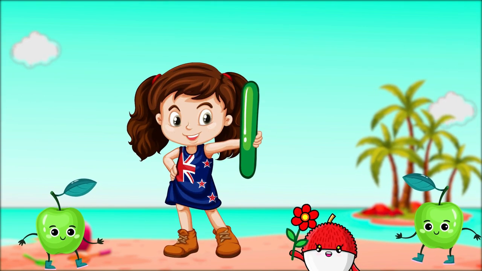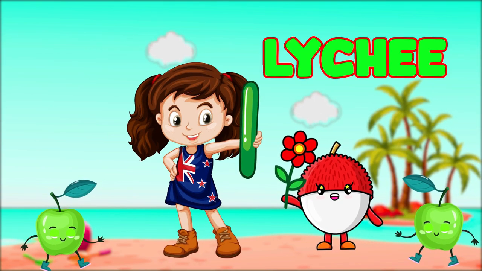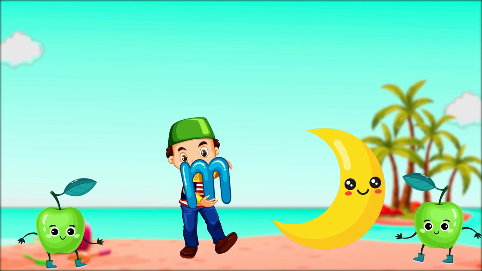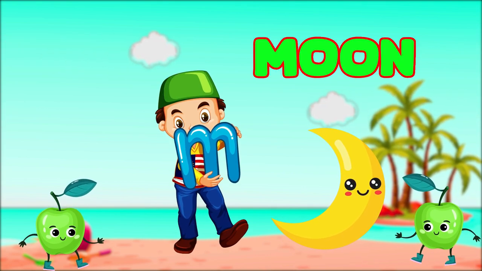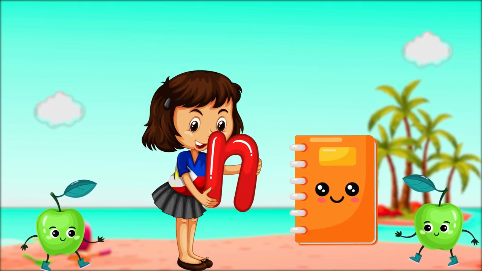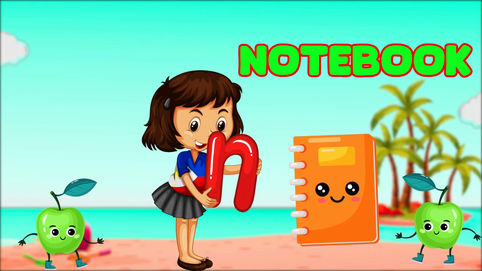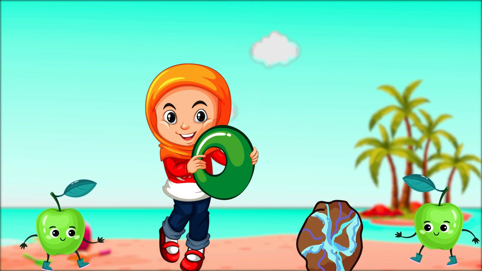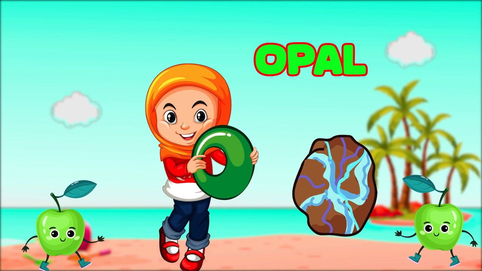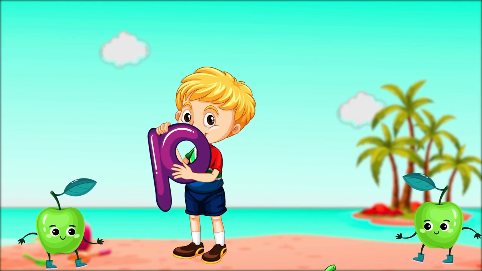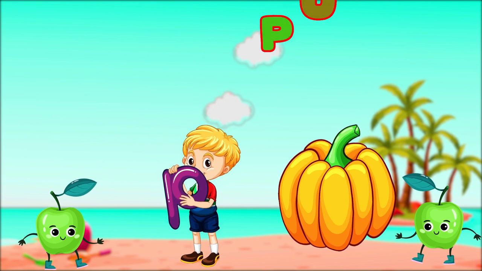L is for lychee. N is for notebook. O is for opal. P is for pumpkin.